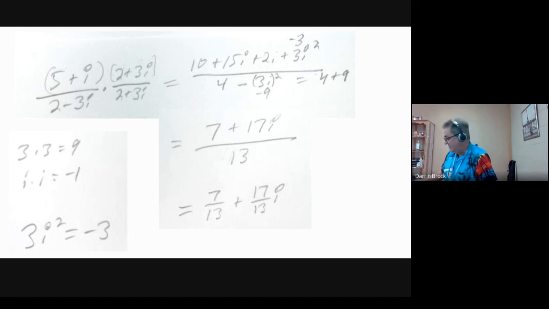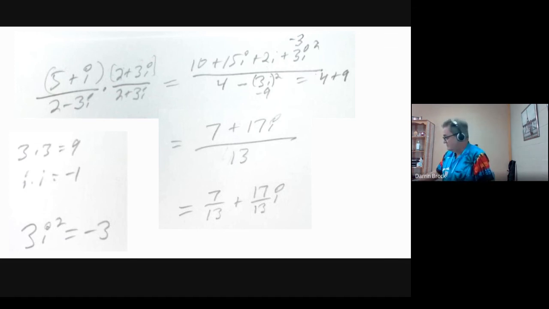So we got 7/13 plus 17/13 i. That's what you get when you take 5 plus i and divide it by 2 minus 3i. Multiply by the conjugate, and then simplify from there.